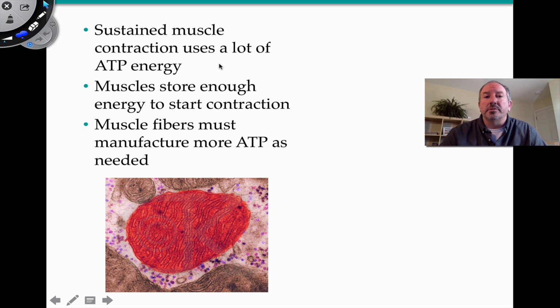So sustained muscle contraction, again, sorry for being obvious, like walking or swimming, requires a lot of ATP. And so muscles store enough energy to start the contraction. So there's energy, ATP, present in the cytoplasm of the muscle cell. But as soon as you start to contract those muscles repetitively, you're going to need to manufacture ATP as needed.